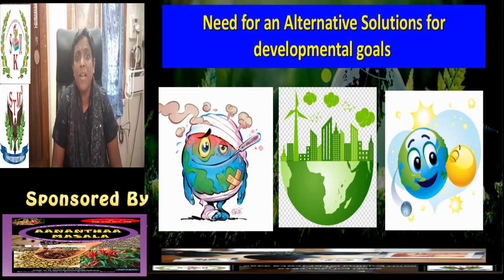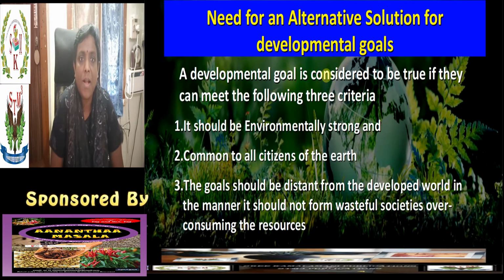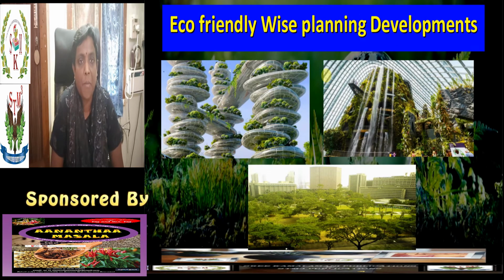Need for alternative solutions is especially essential for the developing countries to find alternative paths and alternative goals to create a sustainable earth. When a goal for development is considered, it is considered to be a true goal if it is environmentally strong and common to all citizens of the earth, and it should be distant from the developed world in the manner that it should not form wasteful communities or societies which overconsume the natural resources.